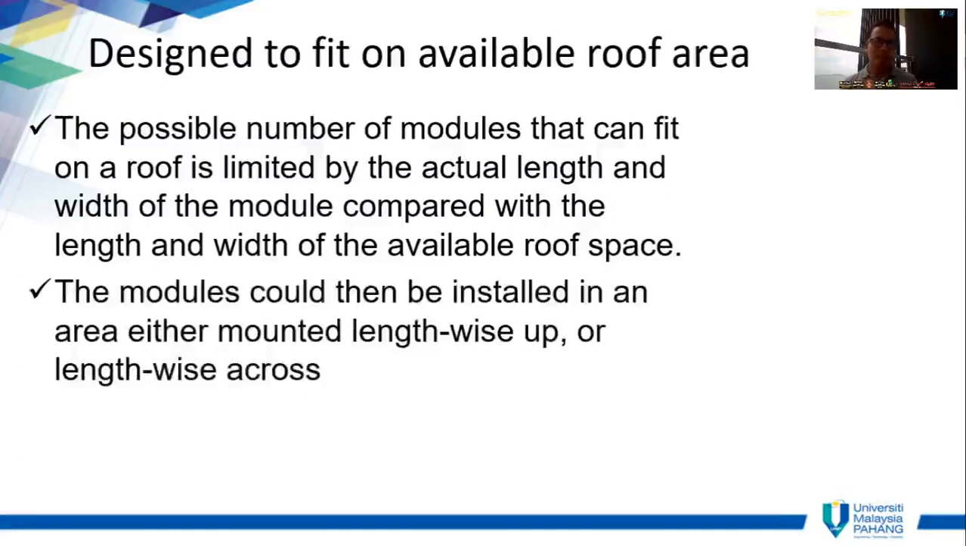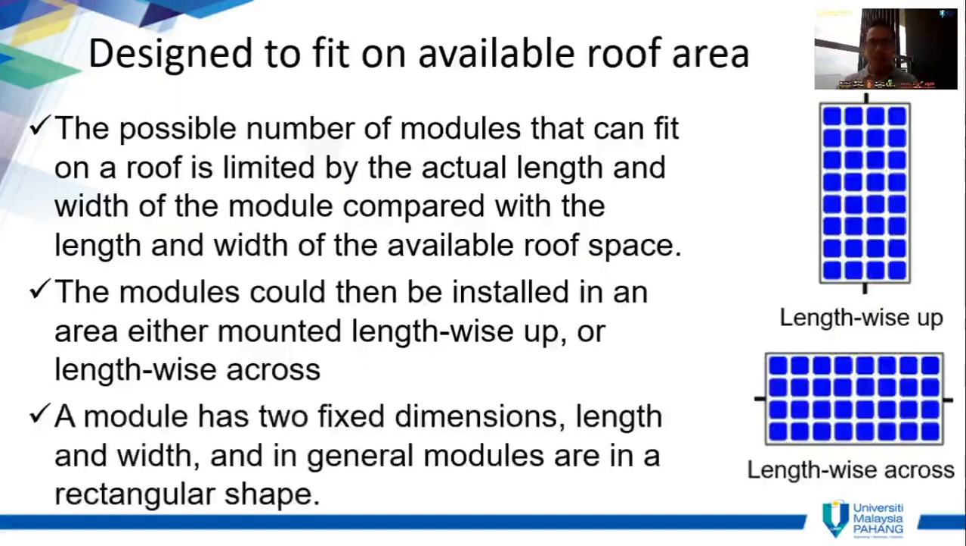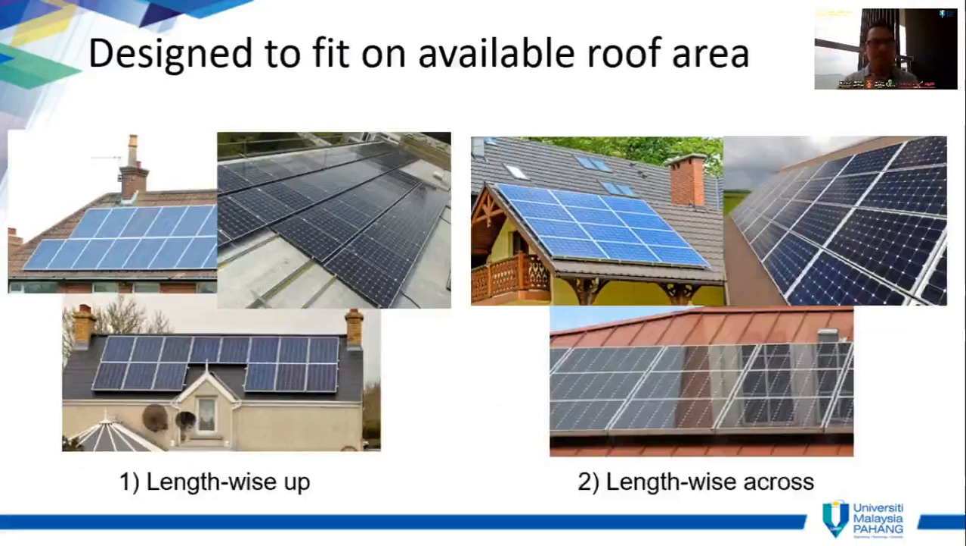The module could then be installed in an area either mounted lengthwise up or lengthwise across. If you check from the right side, this is the orientation of lengthwise up, and the bottom part is the orientation of lengthwise across. So the module has two fixed dimensions. Length is the vertical part, and width is the horizontal part. Basically, in most cases, solar modules are rectangular in shape. So this is an example.